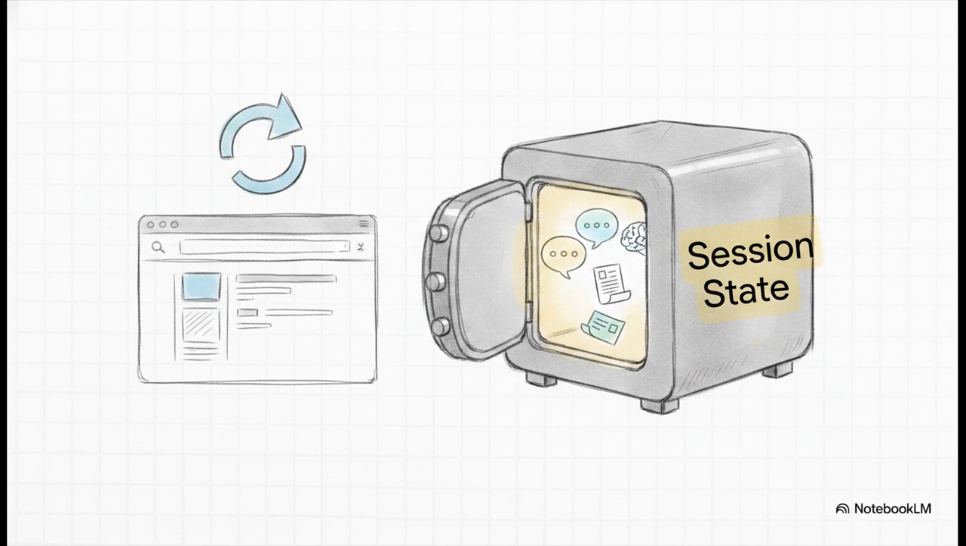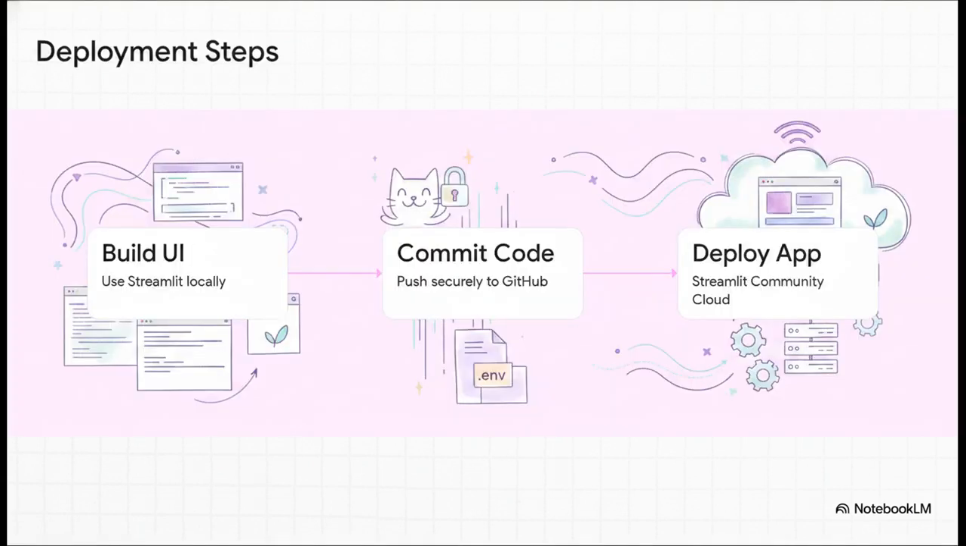To stop your app from getting amnesia and losing the chat history on every click, we have to implement session state. This acts as a vital memory bank that saves the conversation history, the loaded PDF status, and the vector database between clicks. To get this out into the real world, here are your deployment steps.